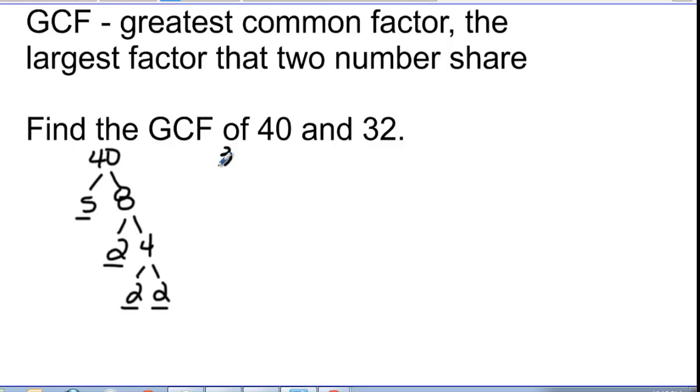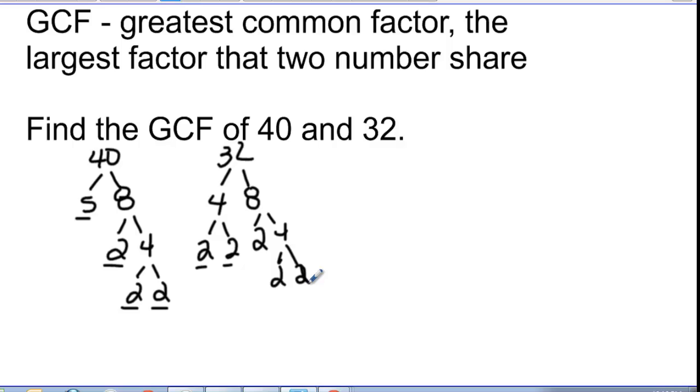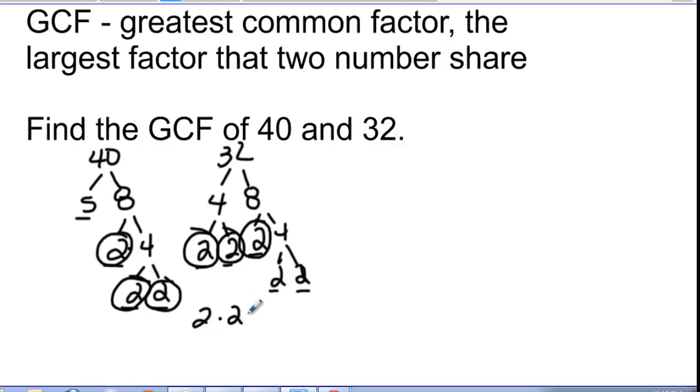And now I'm going to do the same thing for 32. So I have 2, 2, 2, 2, 2. There are 5 2's there. Now what I'm going to do is circle all the prime factors that these 2 numbers share. So they both have a 2, they both have another 2, and they both have another 2. And what I'm going to do now is just multiply those prime factors that they share together. 2 times 2 times 2 is 8. And that gives me a GCF of 8, which is just what I found with the other method.